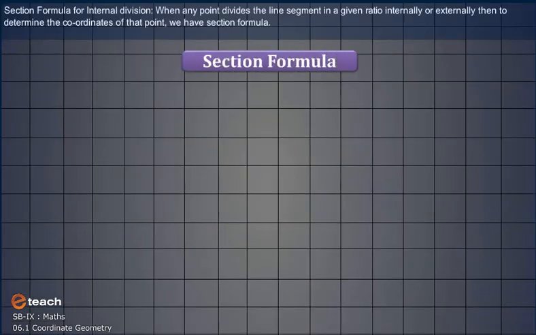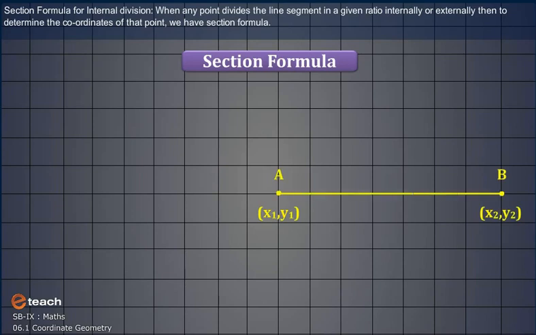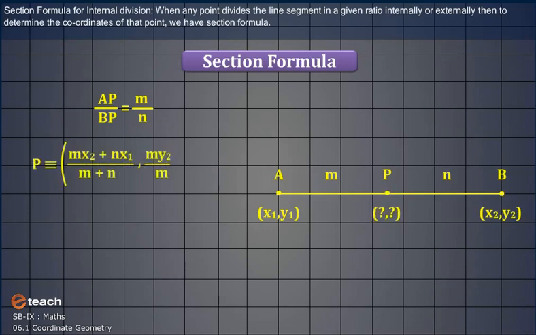Section formula for internal division. When any point divides the line segment in a given ratio internally or externally, then to determine the coordinates of that point, we have the section formula.